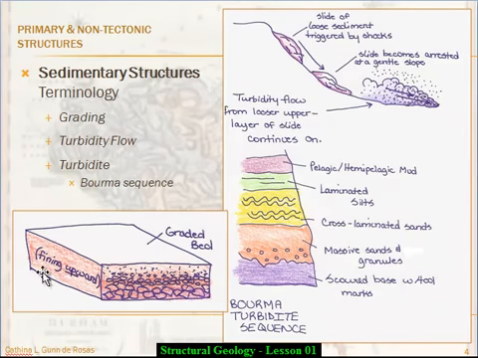And here's your Bouma sequence. You've got this scarred base with tool marks, and it's going to have tool marks because you've had this big event take place over it. You've got massive sand and granules down here. You have cross-laminated sands here with your little bit of a current going on, your laminated silts, and then your pelagic mud, because that is the last stuff to settle out of the water.